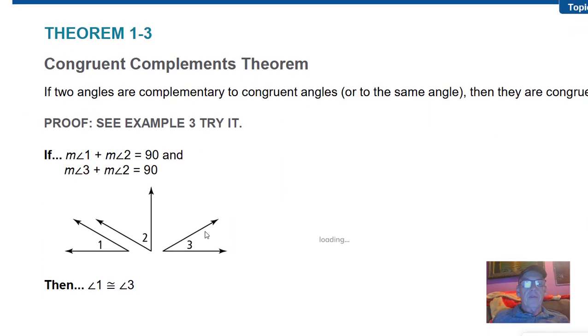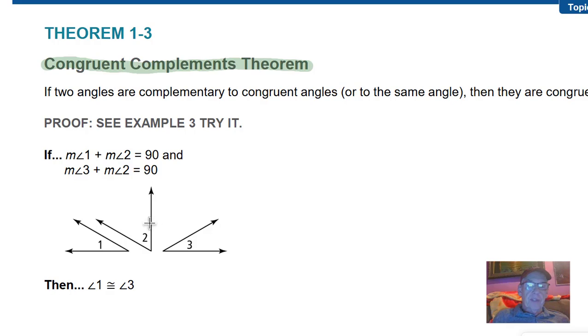Let's look at our next theorem, the congruent complements theorem. This is really the same as the congruent supplements theorem, except we're dealing with complementary angles, which are angles that add up to 90 degrees. And here we have angle 1 and angle 2 add up to 90 degrees. Angle 3 and angle 2 also add up to 90 degrees. So we can argue that angle 1 must be the same as angle 3.